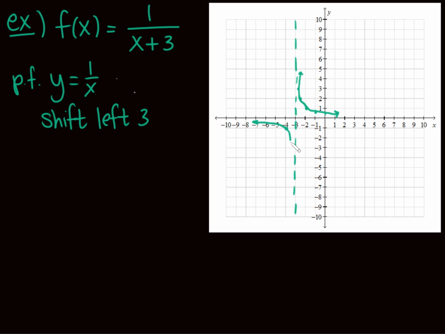I usually ask you to show me at least 3 points that you know you go through. 1 over x is a little trickier, so I might ask maybe 2 points that you know it goes through. But notice I shifted that to the left 3. I hope this is all making sense. I know these can be kind of tricky.